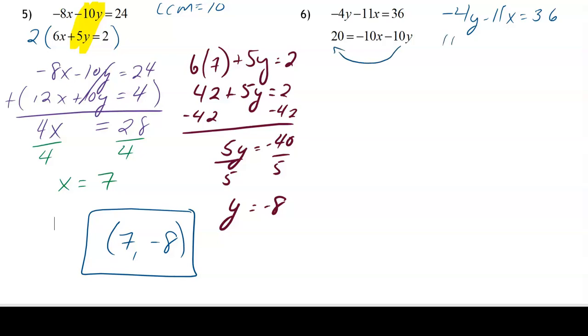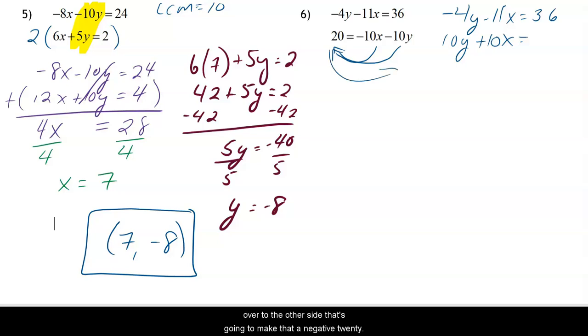I'm going to move my 10x over. That's going to make that a positive 10x. Equals, and if I move my 20 over to the other side, that's going to make that a negative 20. Okay. Now there are other ways to rewrite the equations. What I'm going to be most concerned with is, did you follow steps mathematically, and did you get the same answer in the end that I got?